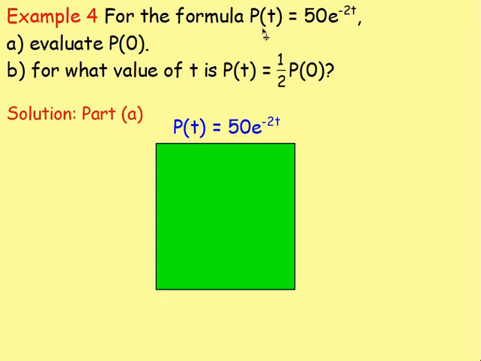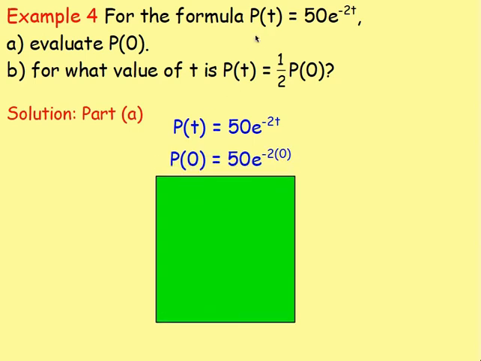So first of all, we're given P(t) equals 50e to the power of negative 2t, and we want to evaluate P(0). So to work out P(0), we're replacing t with 0. So on the right-hand side, replace t with 0, just like that. From there, what would you do next?